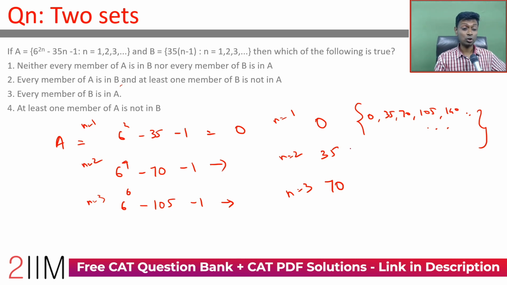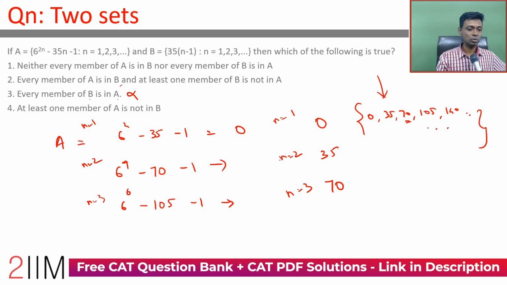Now this question just opens up because of this. Neither is every member of A in B, nor is every member of B in A. Every member of B is in A? This is wrong. 70 is not in A. A is galloping away. At least one member of A is not in B. So all multiples of 35 are sitting here practically, including 0, all positive multiples.